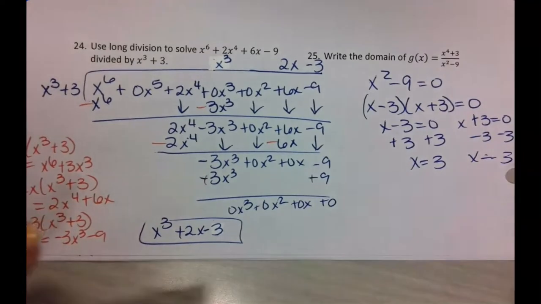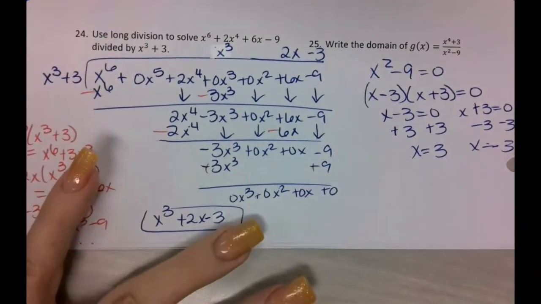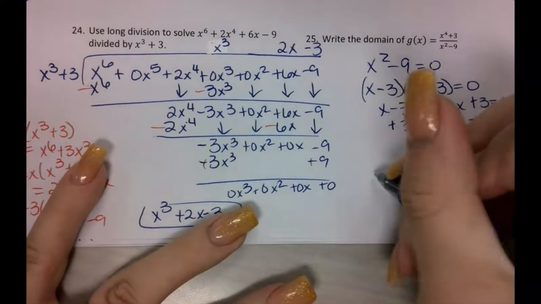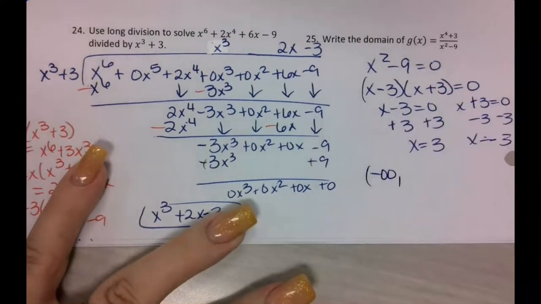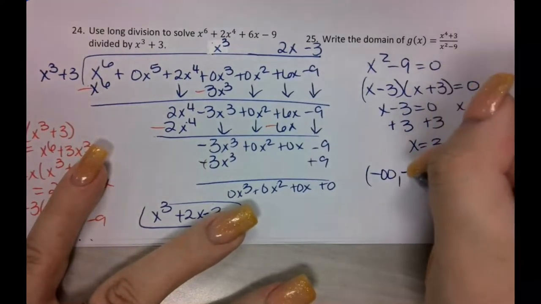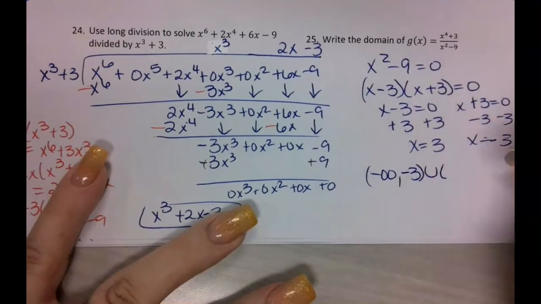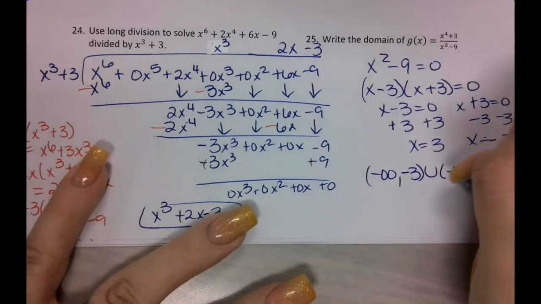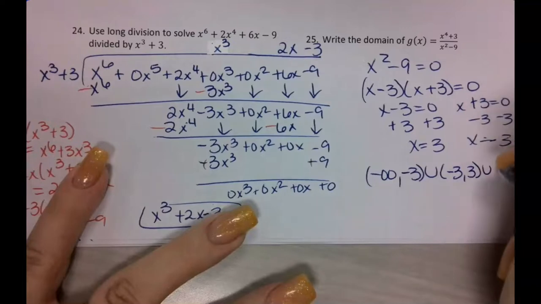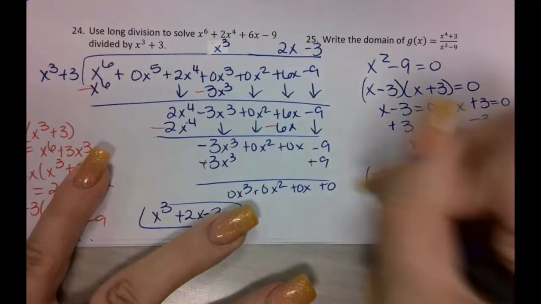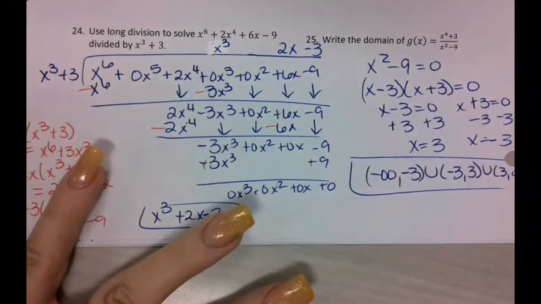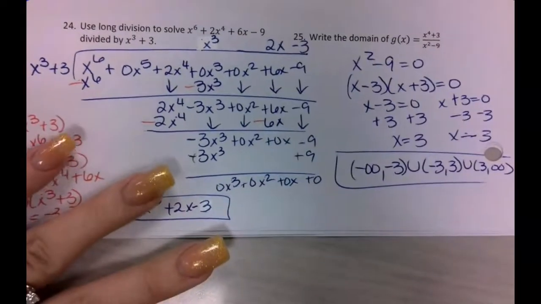These are not my final answers. I want to write it in interval notation. So I'm going to have negative infinity to my smallest value, which is negative 3, unioned with in between those two values from smallest to largest, so negative 3 to 3, unioned to 3 to infinity. Oops, that's kind of off the screen. There we go.